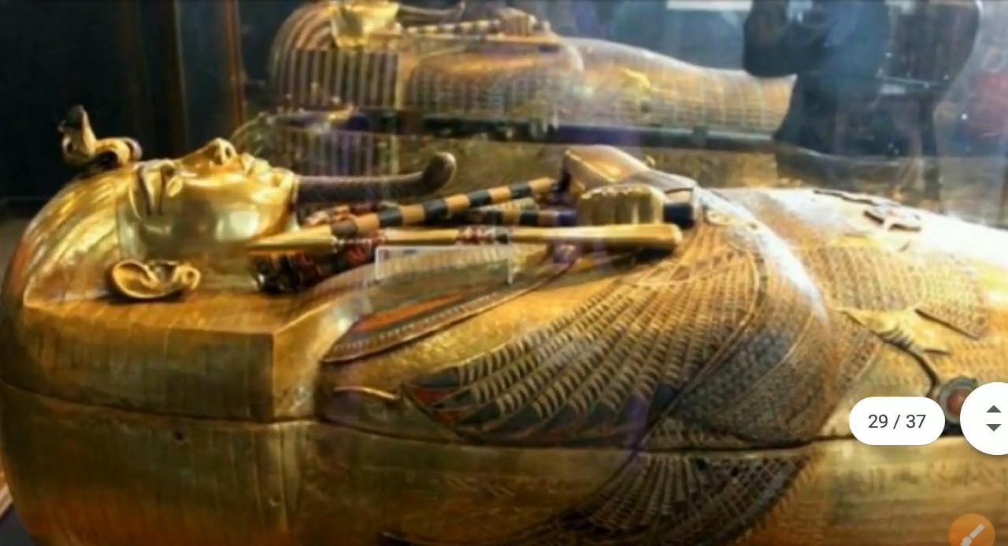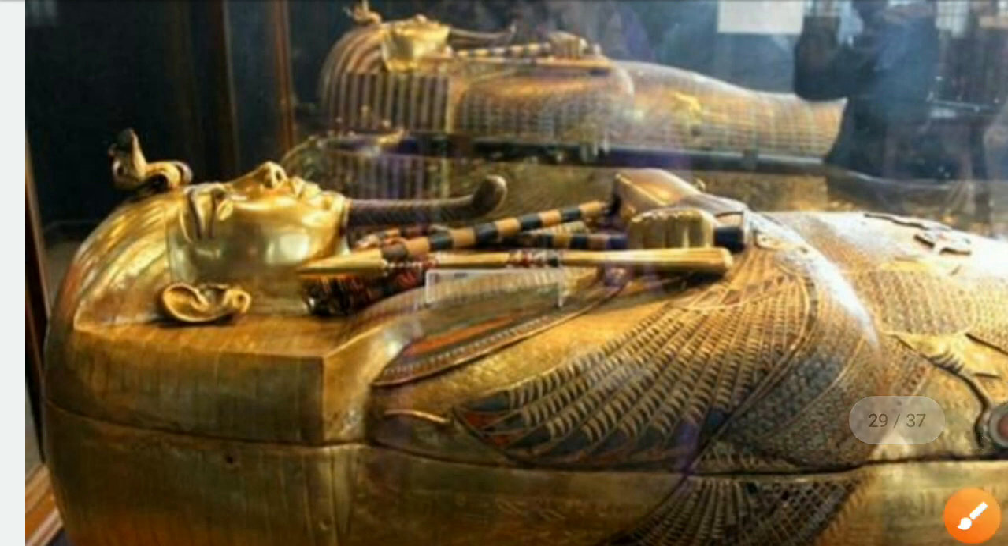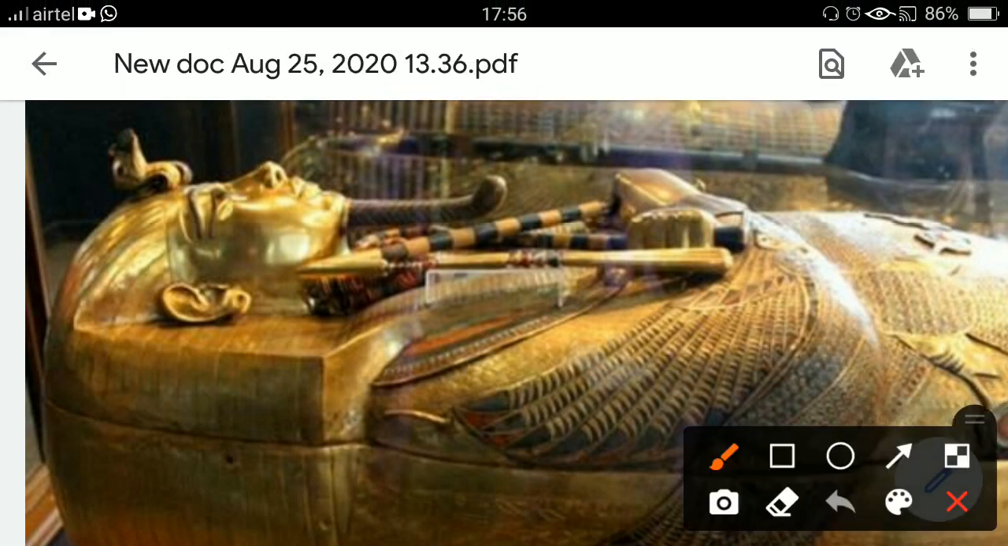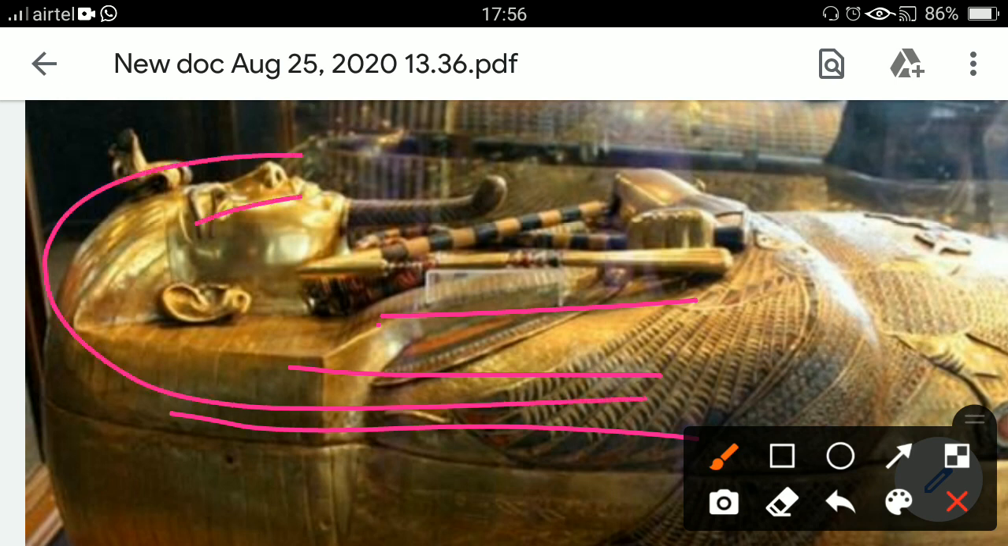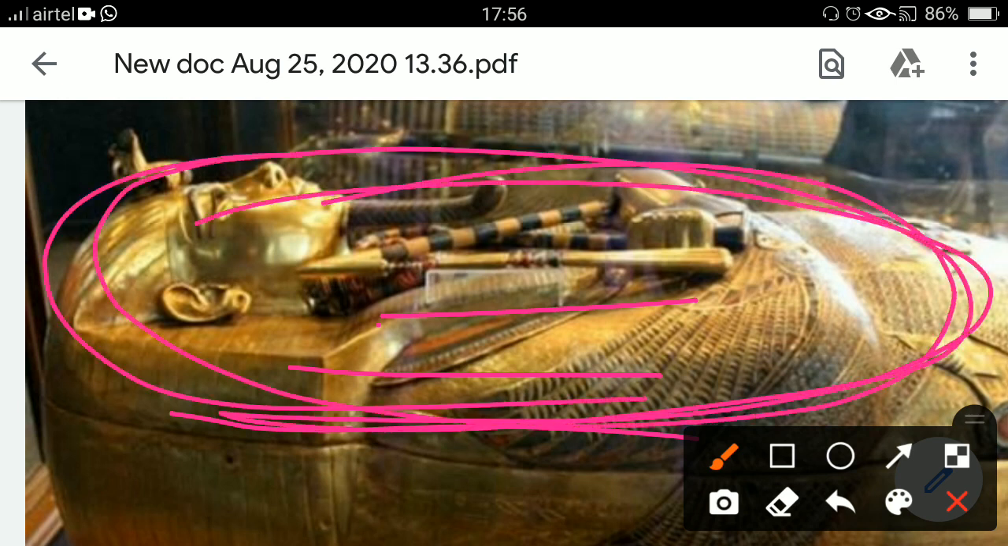This is the real picture of the coffin of King Tut. This coffin was three nested. This is the lid of the coffin, lid means ढक्कन. That was three nested. मतलब उसमें 3 लेयर थे. Okay.